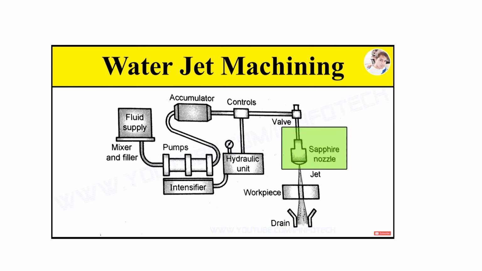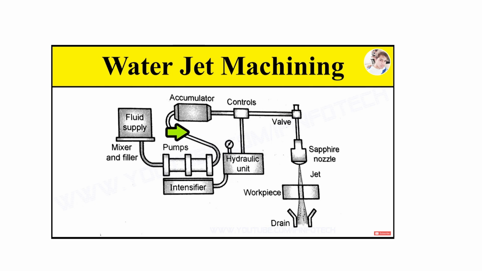It has an orifice diameter varying from 0.08 mm to 0.5 mm, and the exit velocity of the water jet from the nozzle varies up to 920 meters per second. Now we see the working of the water jet machining process. Water from the reservoir is pumped to the intensifier using a hydraulic pump. The intensifier increases the pressure of water to the required level. Usually water is pressurized to 200 to 400 megapascal.